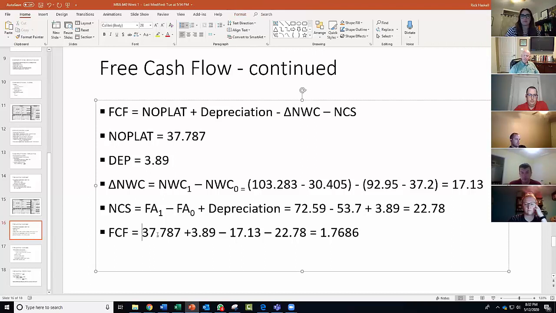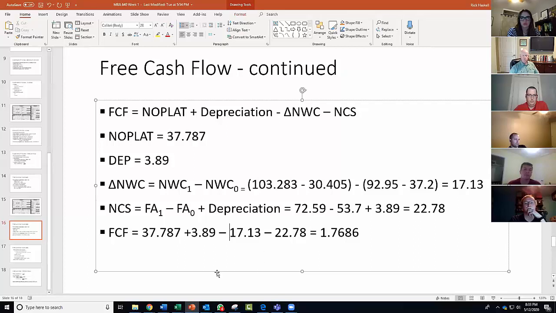Here we have EBIT times 1 minus the tax rate. Here we have depreciation. Here we have minus change in net working capital. Well, change in net working capital, we had current assets minus current liabilities for the first year, minus current assets minus current liabilities for the year before. And that equaled 17.13, which is why I'm taking it as a subtraction right here.